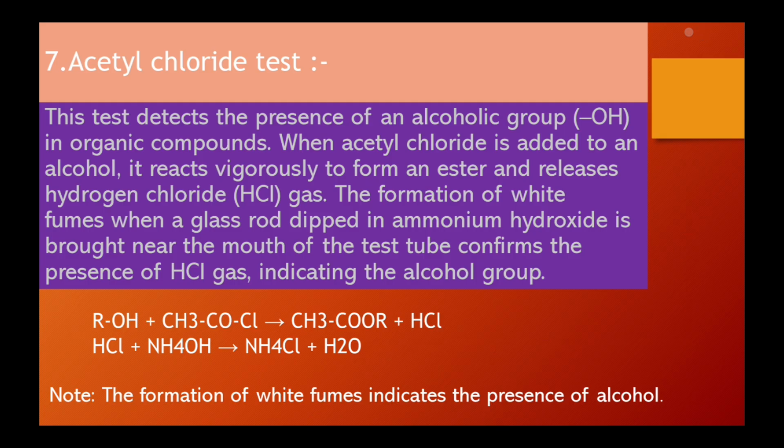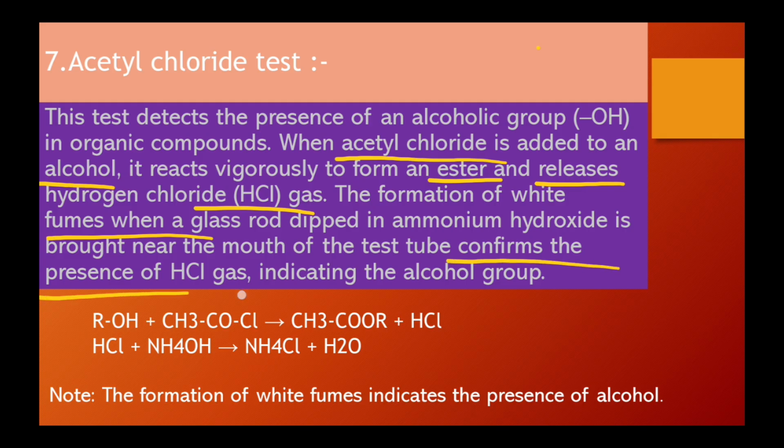Next, the acetyl chloride test. The acetyl chloride test is also used to detect the presence of an alcoholic group in an organic compound. Acetyl chloride is added to an alcohol. It reacts vigorously to form an ester. It releases hydrogen chloride gas. The formation of white fumes when a glass rod dipped in ammonium hydroxide is brought near the mouth of the test tube confirms the presence of HCl gas. It indicates an alcoholic group is present.